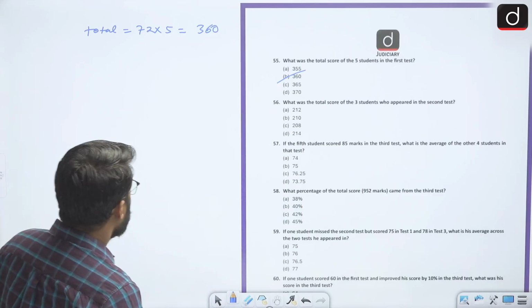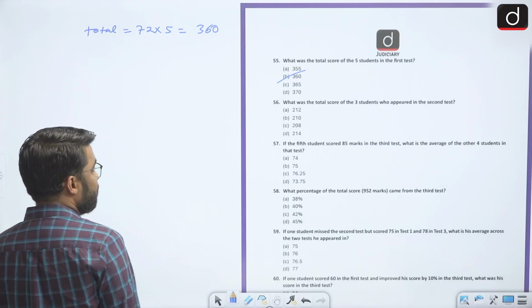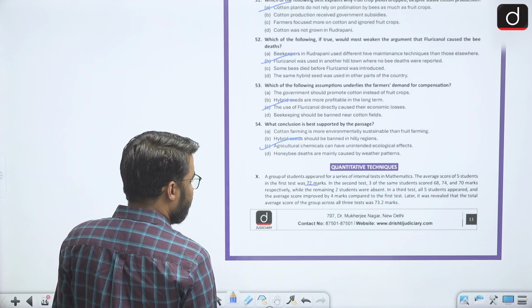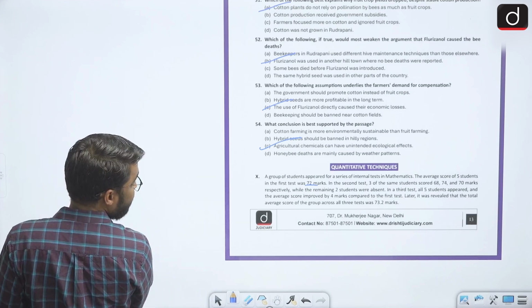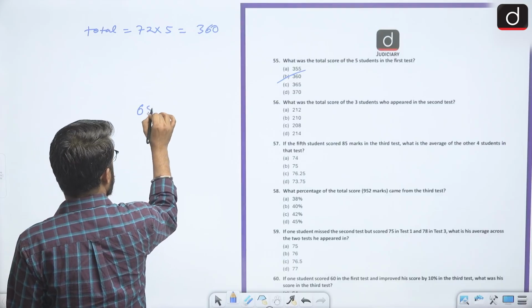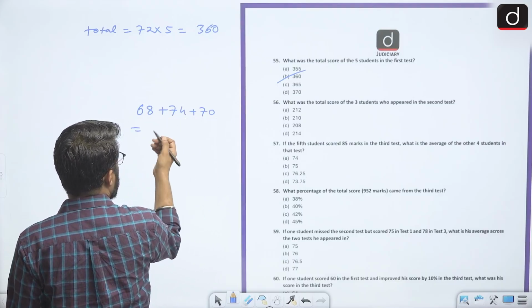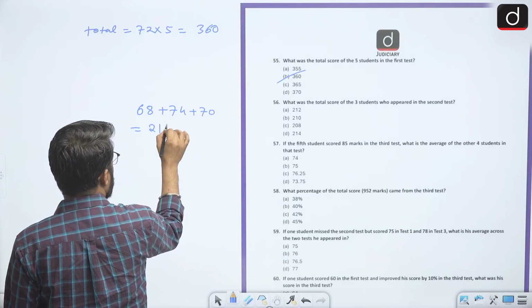All right. Next, what was the total score of 3 students who appeared in the second test? Sir, in the second test, 3 students appeared and their scores were 68, 74 and 70, right? So 144, 152, 212.